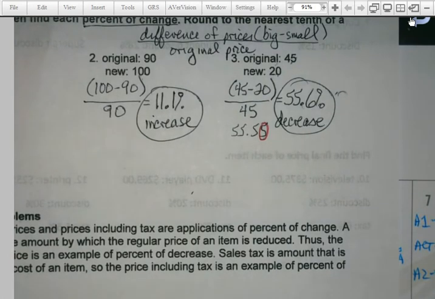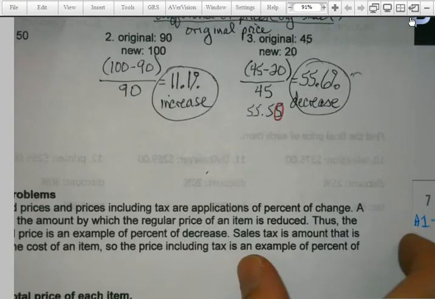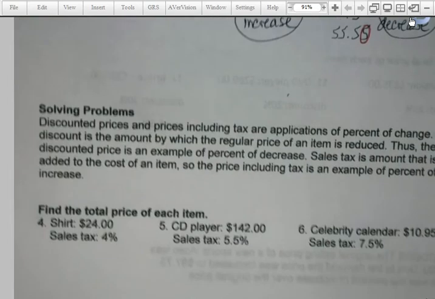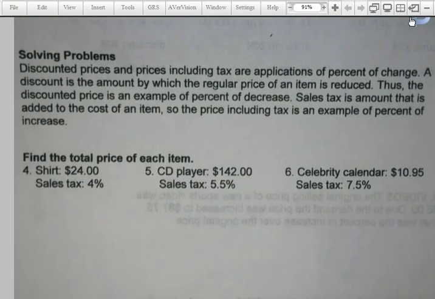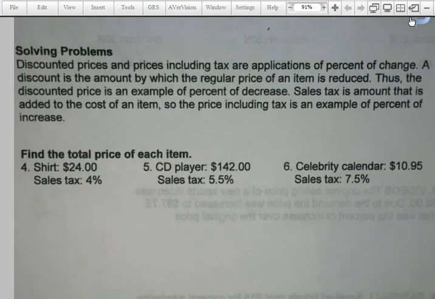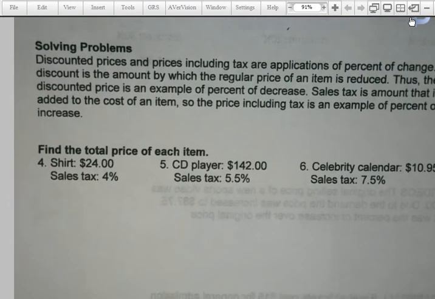So I'm going to shrink that down so we can get a little better look at what we're doing here in the next part. Okay, so now we're going to actually start doing some applications. Discounted prices and tax included in here. So here's how sales tax is going to work. We're always going to add it to the item. So find the total price of each item.